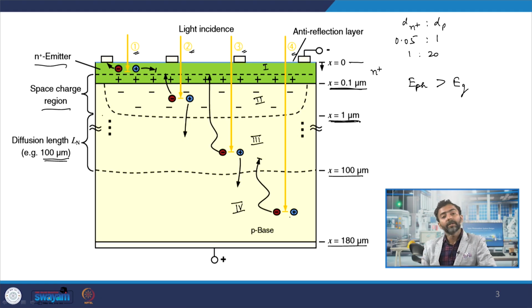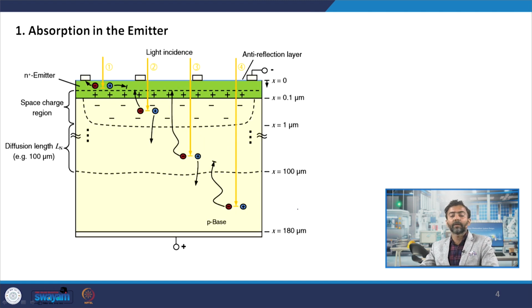But what will be the fate of these electron hole pairs, how they will behave, whether they will contribute to useful output of the solar cell or not, that will be very different in each region of the solar cell. So, let us look at it one by one. To begin with, let us first look at absorption in the emitter. We are considering right now this first photon, and it is getting absorbed, as you can see, very near the surface of the solar cell above the space charge region in the n plus emitter.